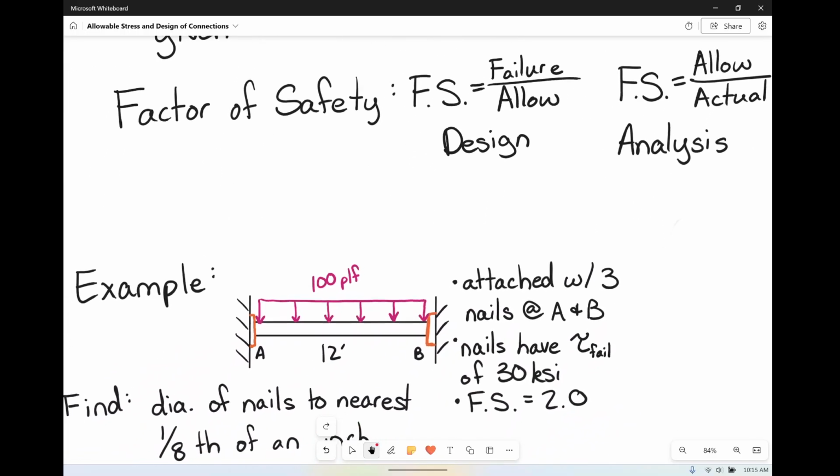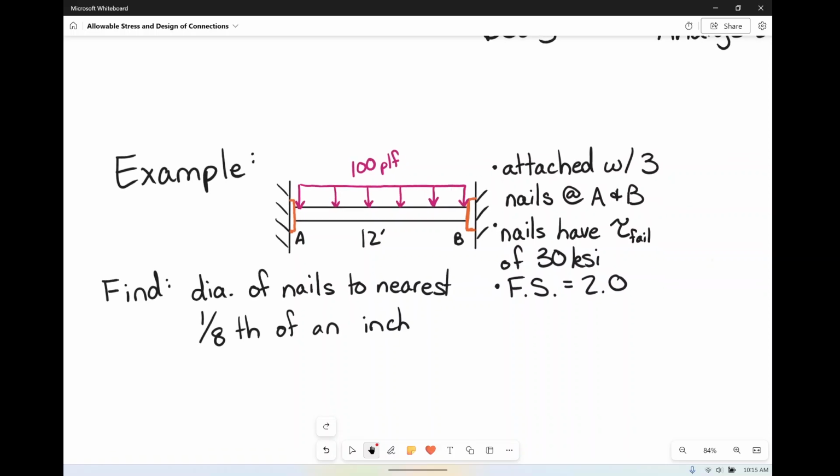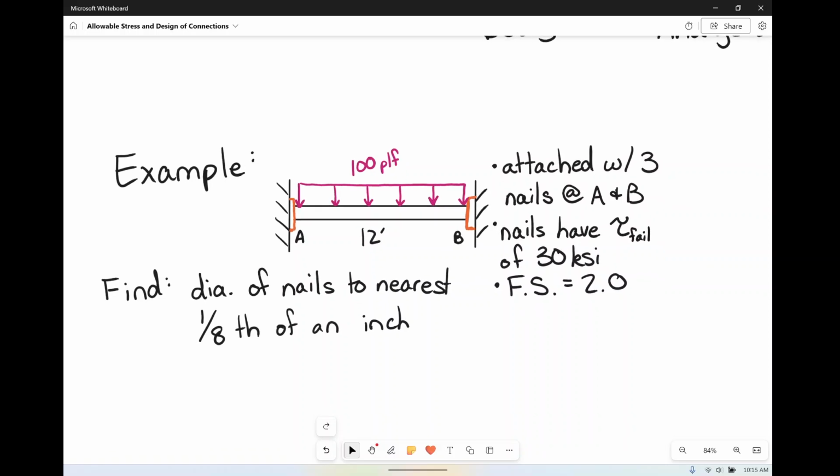So what we're going to do now is hop over to a very wonderful example. This is going to be a design of a connection. So here in this example, we have a beam. It's not exactly fixed, but it really doesn't matter here. We have a beam whose length is 12 feet, and it has a uniformly distributed load of 100 pounds per linear foot sitting on top.